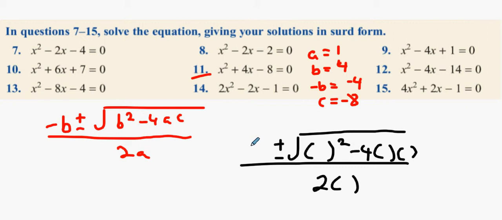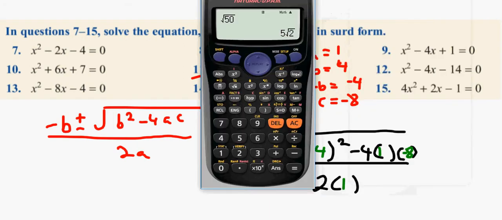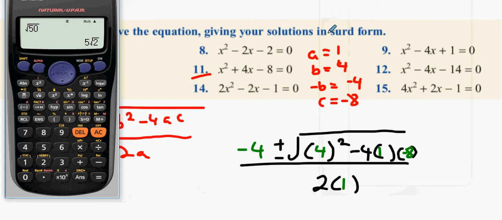Now, minus 4 plus or minus the square root of 4 squared minus 4 times 1 times minus 8, all over 2 times 1. Put that into the calculator. Now, do you see the way it doesn't say decimal form? What does it say instead? Surd form. Okay? So it's going to be minus 4. Oh, sorry, fraction button first. Always fraction button first. Minus 4 plus square root 4 squared minus 4 times 1 times minus 8, yeah? All over 2 times 1.